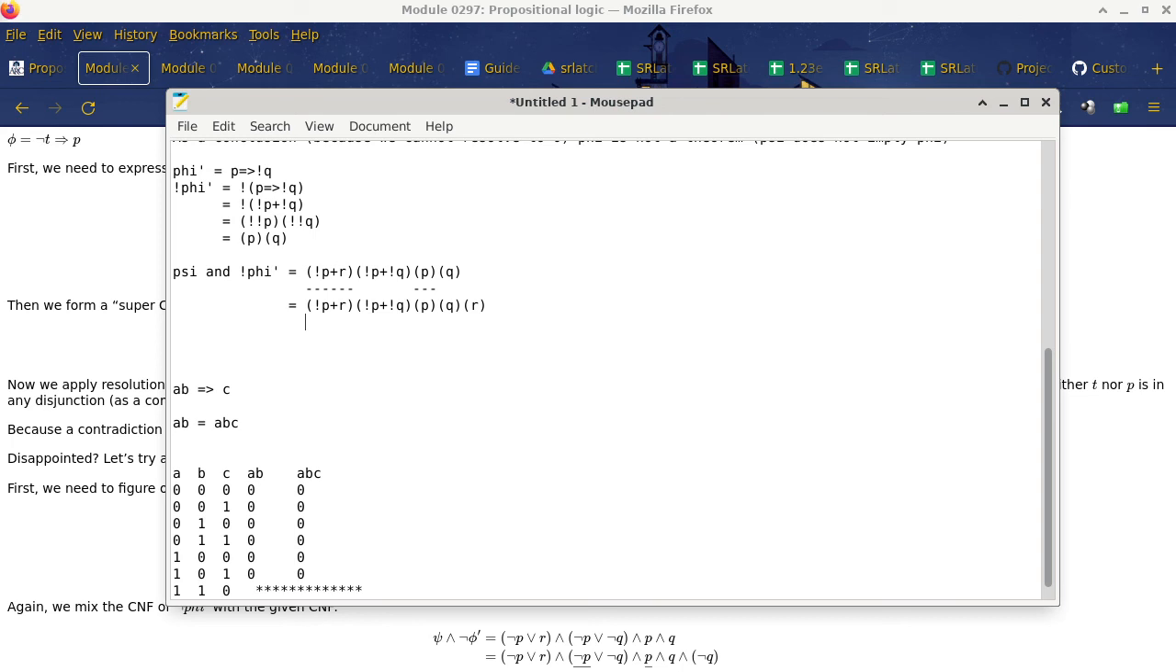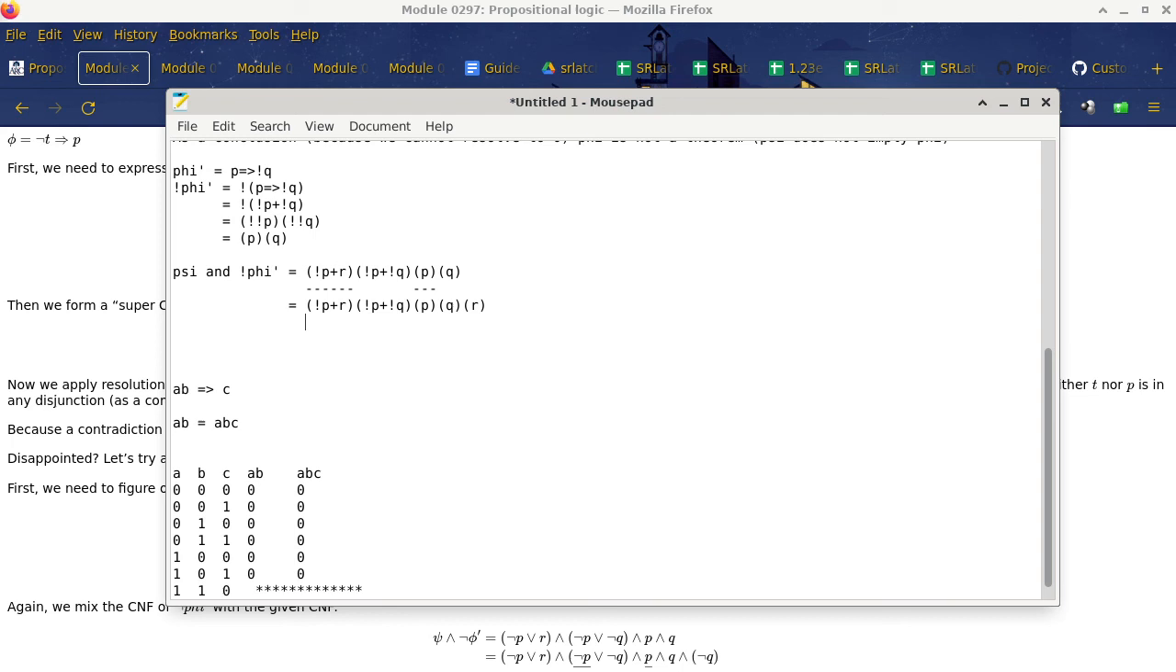They don't even share a variable in common. No resolution between those two. Then we look at the first one and the last one, okay? That R was the result of an earlier resolution, but we can resolve with that one too. So everything in the conjunction, whether it was from the original quote unquote super CNF or it is a result implied by other steps of the resolution, they can all be used in resolution.